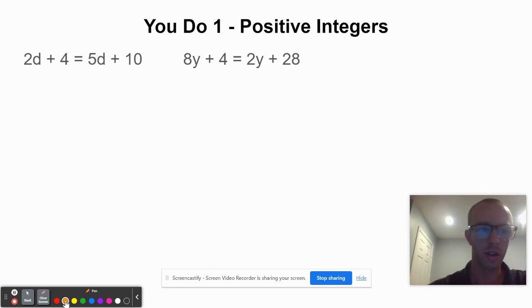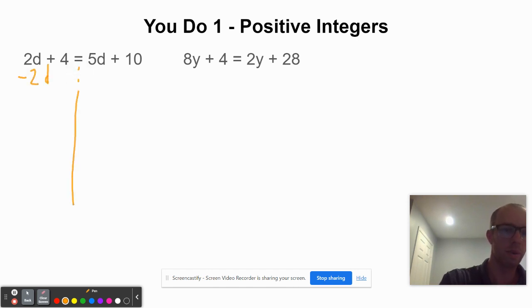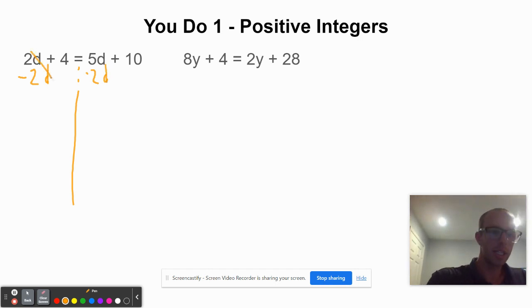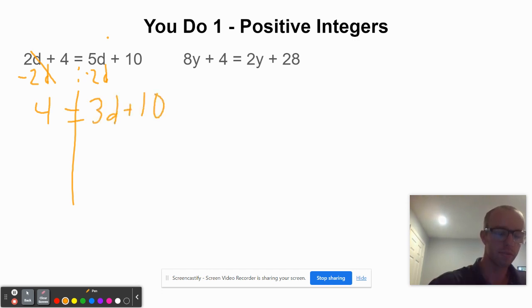All right, so here on this equation, I have 2d plus 4 equals 5d plus 10. I want to get rid of this positive 2d right here. To get rid of a positive 2d, I do a negative 2d. Got to do it to both sides of the equation, and I'm going to line up the variables, line up the like terms, right? These cancel out. The only thing left on this side is 4. 5d minus 2d is 3d. And I didn't use this plus 10, so it comes straight down.